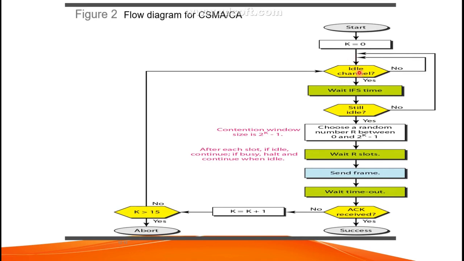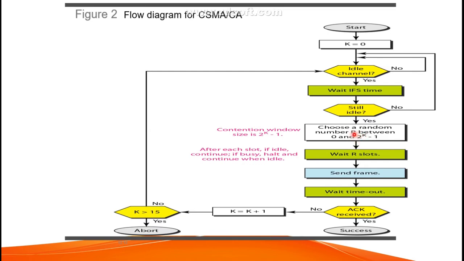So if the channel is idle, then as I already told, it needs to wait for this interframe space, IFS time. And if after this IFS time the channel is idle, then it is going to choose a random number, that is R, which is going to represent the number of slots, between 0 and 2 raised to k minus 1. Because the size of this contention window is 2 raised to k minus 1, and k is nothing but your number of attempts.